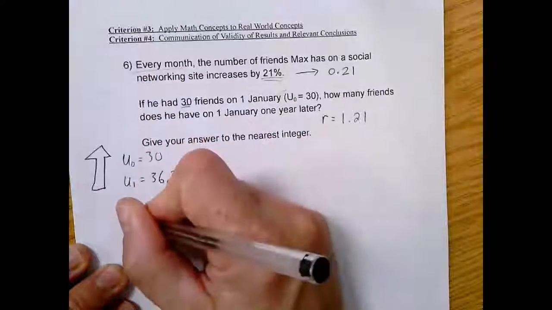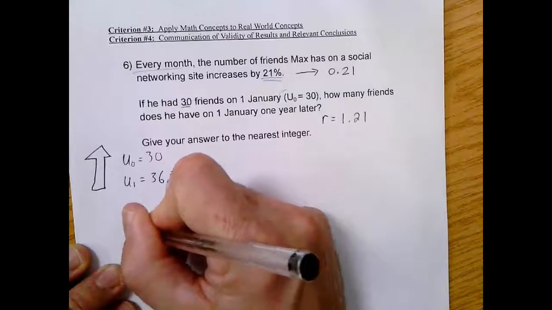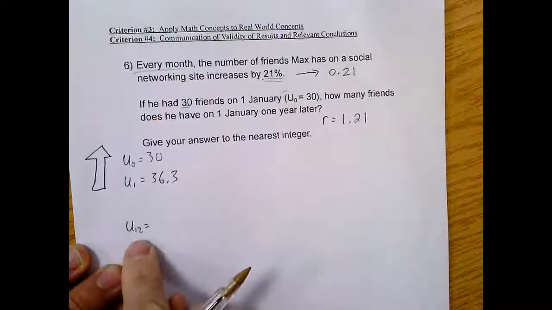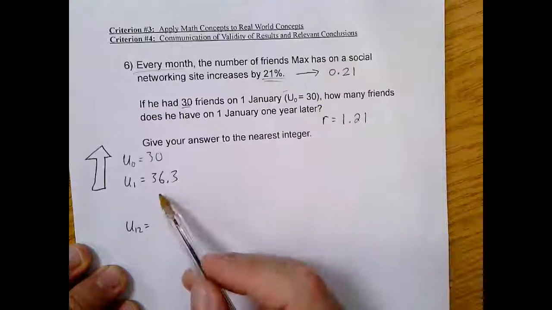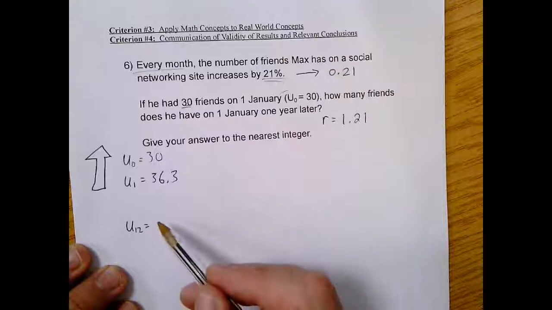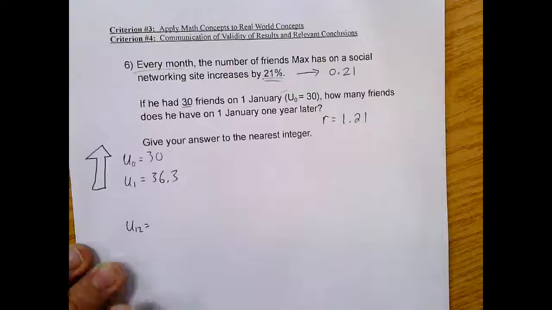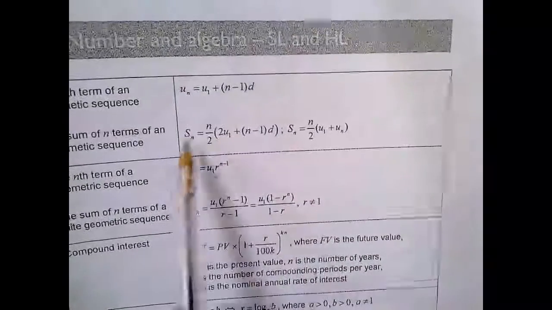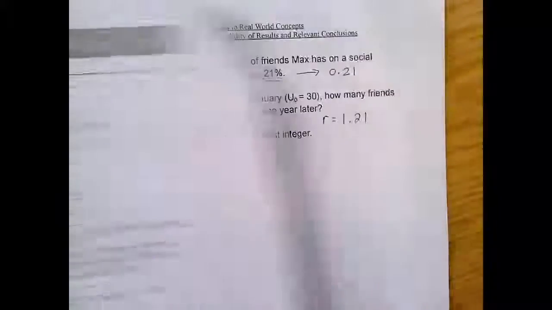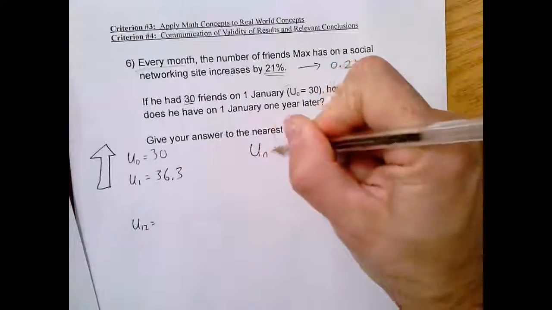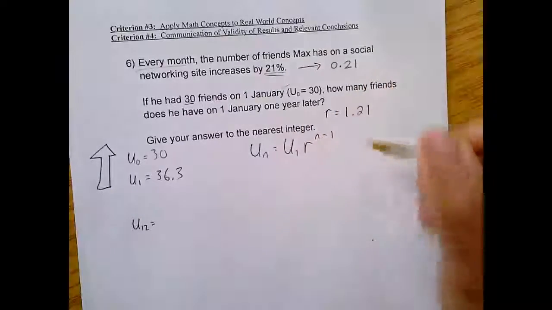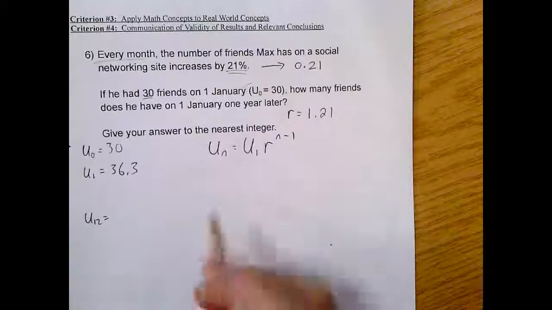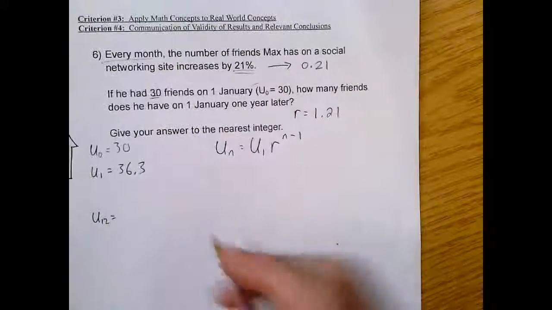So in reality, we're trying to figure out how many friends Max has at u sub 12. Now, at this point, hypothetically, yes, you could just do this times 1.21 times 1.21 times 1.21. I get that. You could do that, but we're better than that because we have our awesome formula booklet. We can just use this information right here. So I'm going to use u sub n equals u sub 1 times r to the n minus 1. That's my formula, and it's given to me. Why not use it? So instead of u sub n, I'm going to say u sub 12.